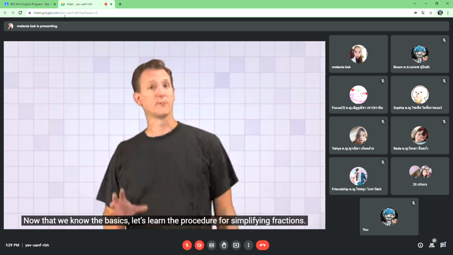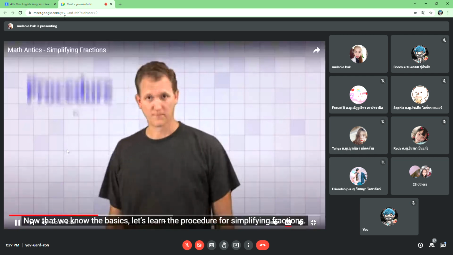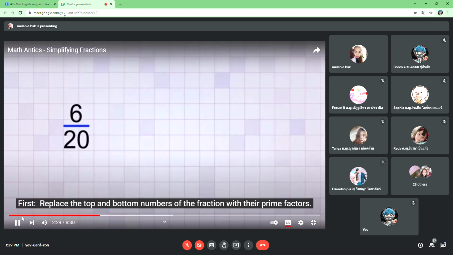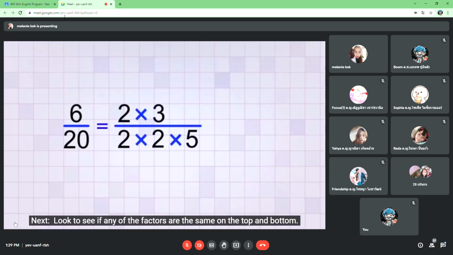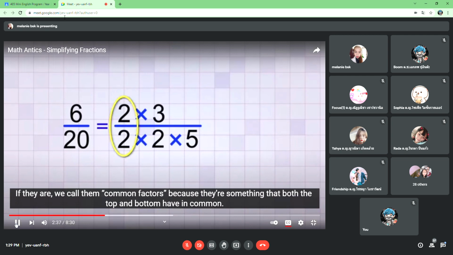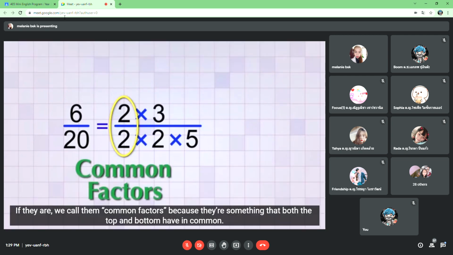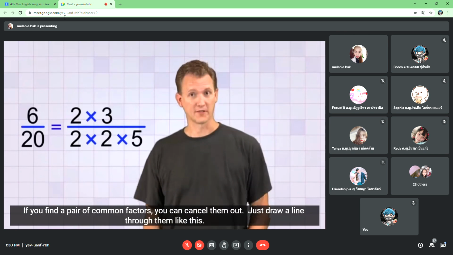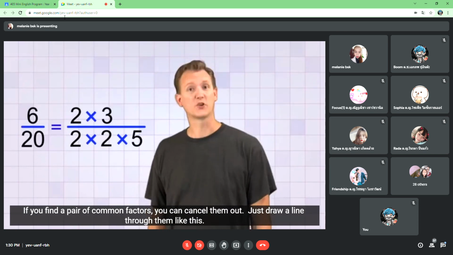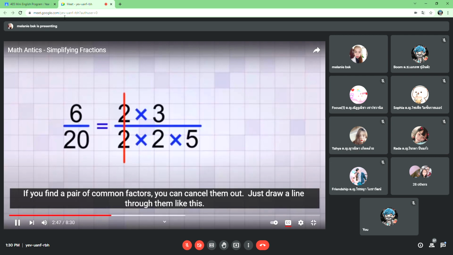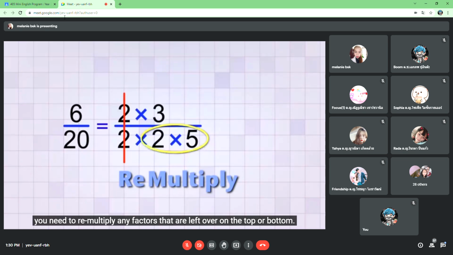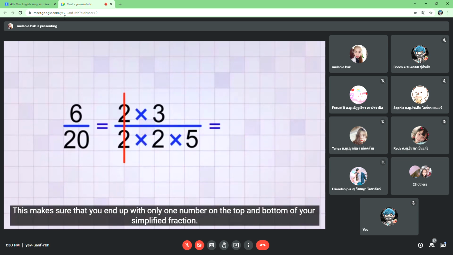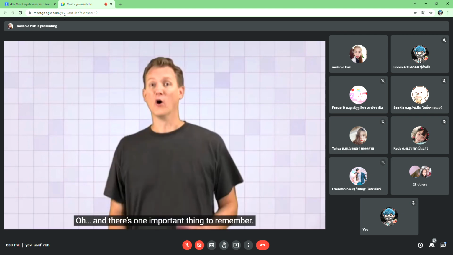Now that we know the basics, let's learn the procedure for simplifying fractions. First, replace the top and bottom numbers of the fraction with their prime factors. Next, look to see if any of the factors are the same on the top and bottom. If they are, we call them common factors because there's something that both the top and bottom have in common. If you find a pair of common factors, you can cancel them out. Just draw a line through them, like this. And last, once all the common factors have been canceled, you need to remultiply any factors that are left over on the top or bottom. This makes sure that you end up with only one number on the top and bottom of your simplified fraction.